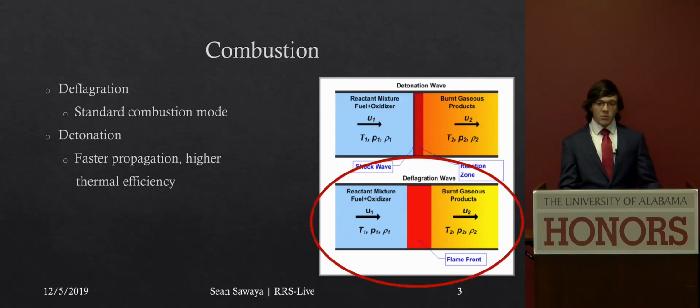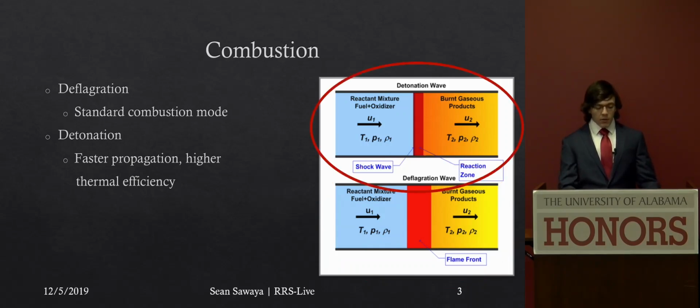For deflagration, we have three main parts. We have the reactant mixture, which consists of our fuel and our oxidizer. We have a flame front, and then we have our burnt gaseous products. This flame front propagates through the reactant mixture at a little bit less than 100 meters per second, and it converts this reactant mixture into the gaseous products and some heat that we can convert into usable energy like electricity.